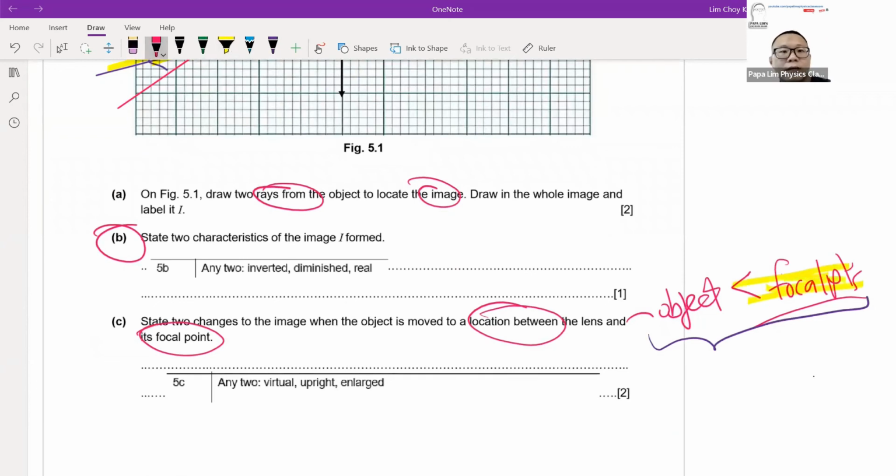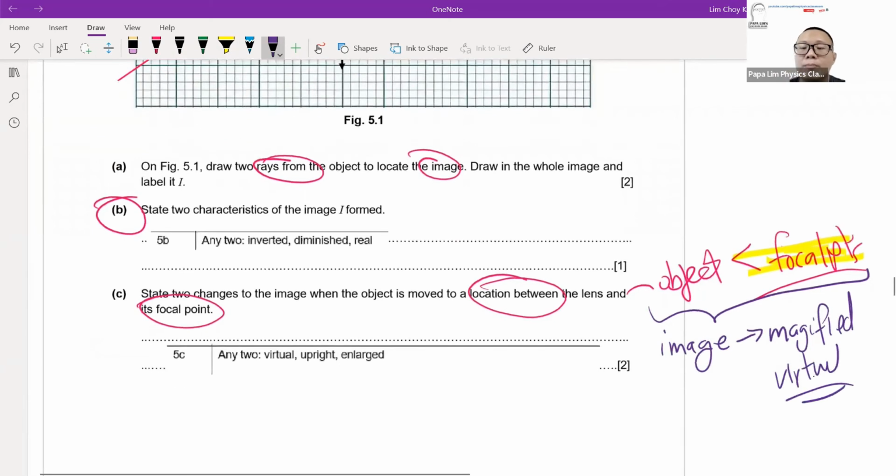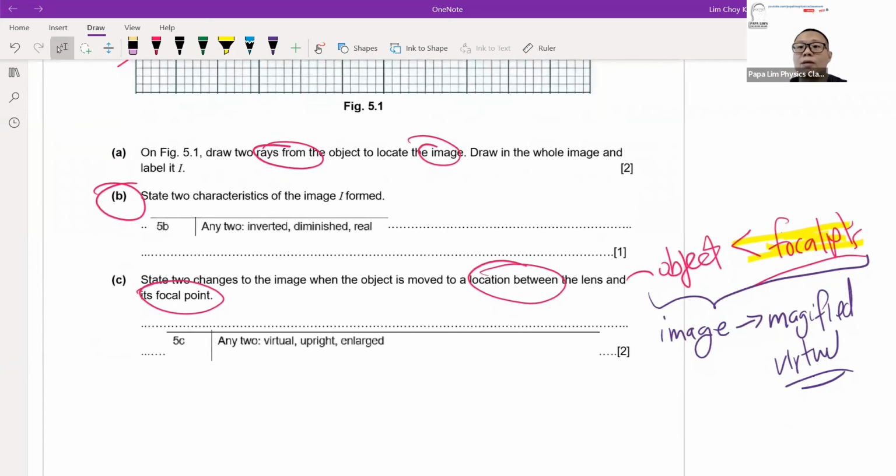means the image formed will be magnified and it will be virtual. Because this is what we mean by the ray diagram. We have 6 ray diagrams, and one of them is the object less than focal point, which is what the question is trying to tell us.